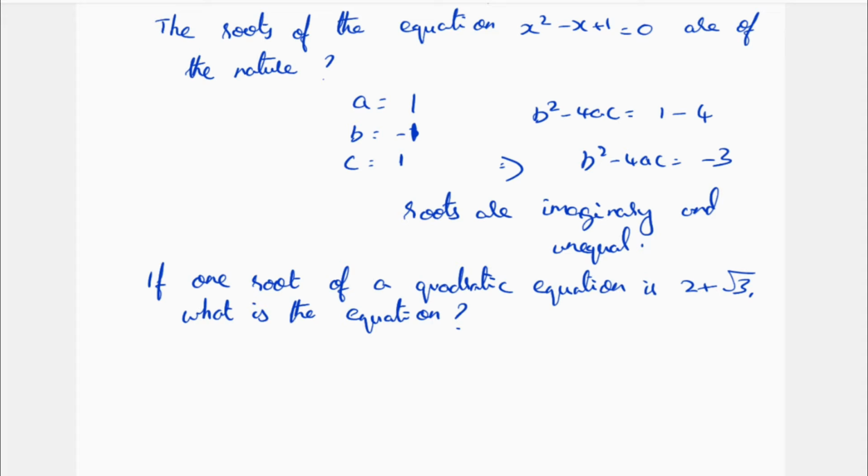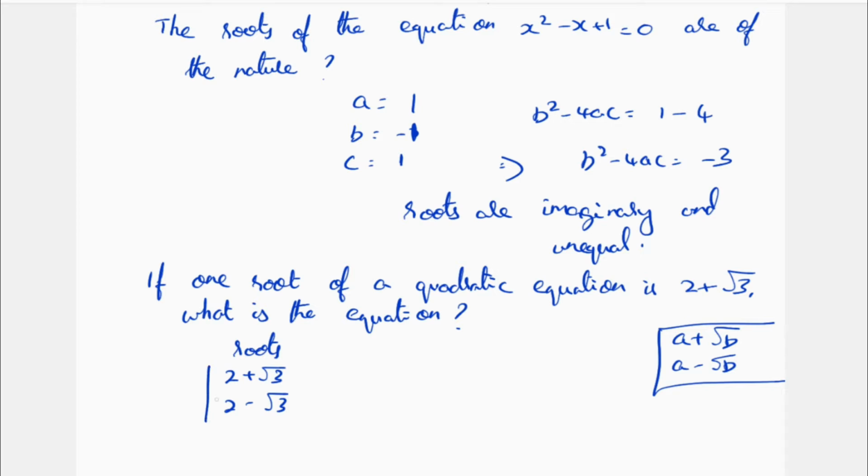Okay, we know that in a quadratic equation, if one of the roots is a plus root b, the other root is going to be a minus root b. If one root is this, the other root must be the negative. Now we are given one of the roots is 2 plus root 3. The other root must definitely be 2 minus root 3. That's all. So once we have this, substitute in the simplest form of a quadratic equation, x minus a into x minus b, equal to 0.